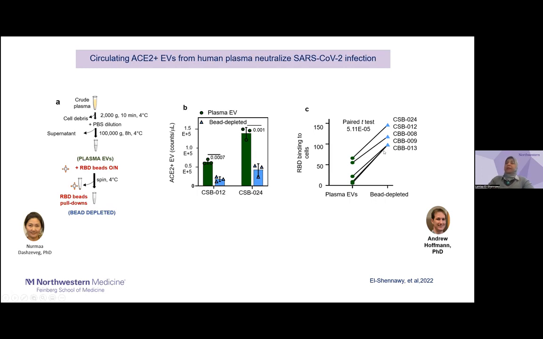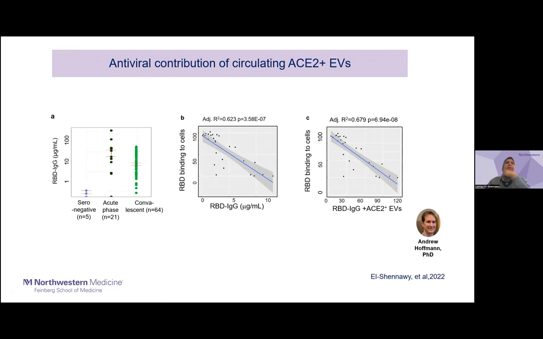However, bead-depleted samples rescued RBD binding significantly compared to the respective non-depleted samples. This is another confirmation that circulating ACE2 positive vesicles from human plasma neutralize SARS-CoV-2 infection. And one final thing that we did is that we looked at the expression of RBD IgGs in the plasma of convalescent and acute patients.